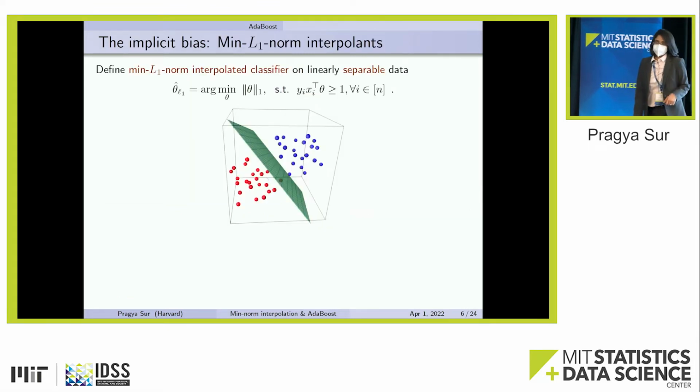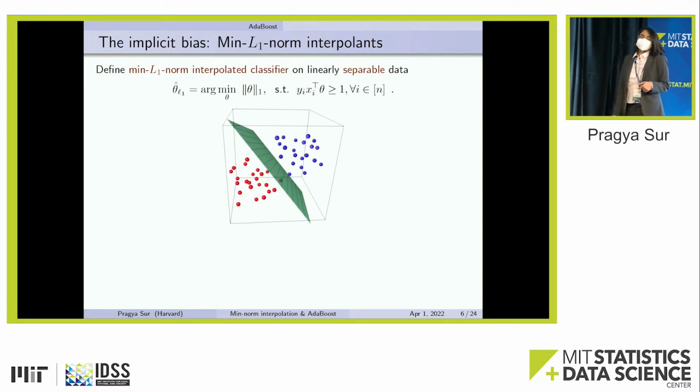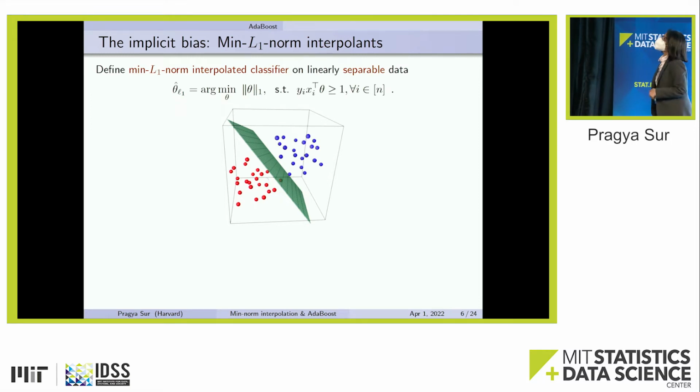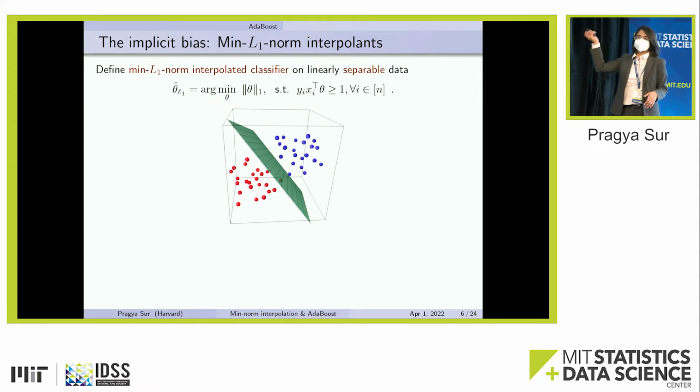Now we come to the other phenomenon I talked about at the beginning: does this algorithm have an implicit bias? And it turns out it does, and that has been well understood. The implicit bias of this algorithm is in the direction of things known as min-norm interpolators. So let me now introduce formally what this is.